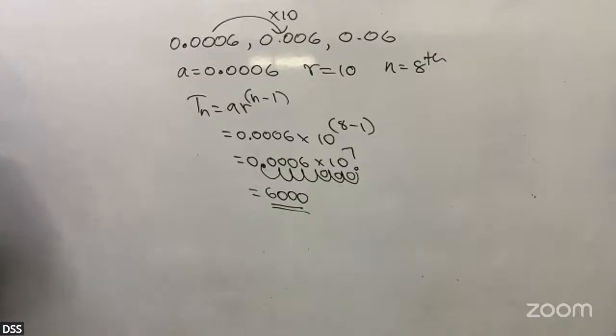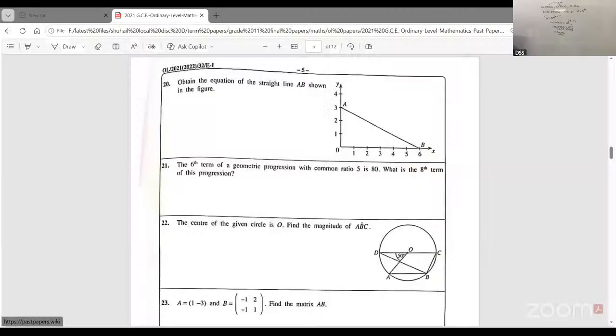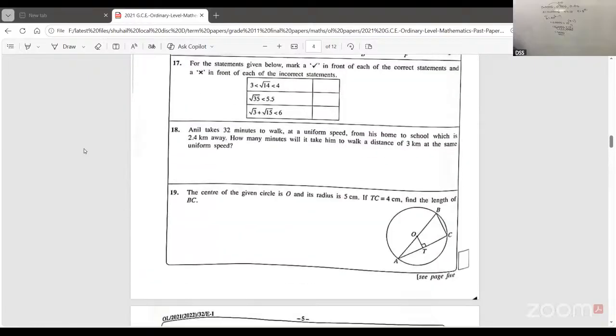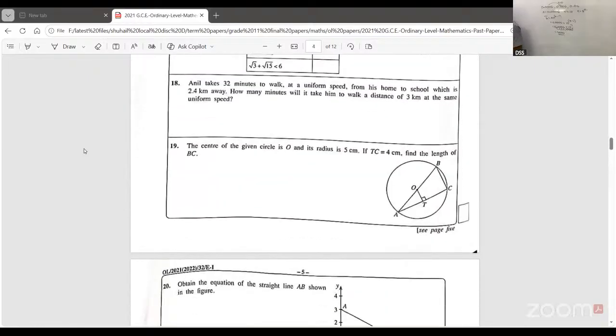Now last week, where did we stop? We did up to 18th. So last week, we did up to the 18th question. So today, we have to go with the balance. We have to do the 19th one.